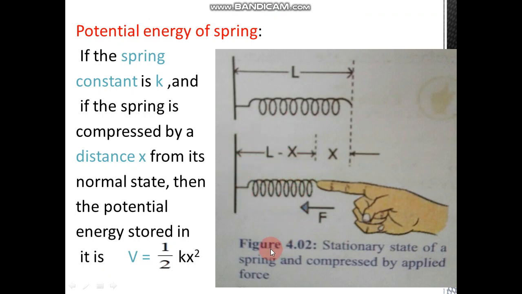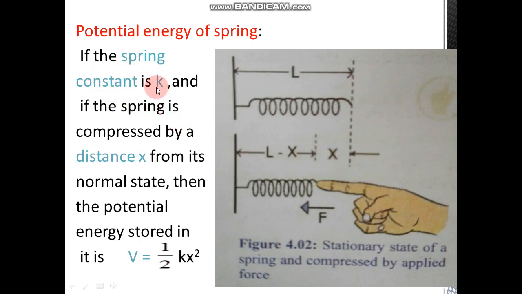In this figure, the textbook figure number 4.02, a stationary state of a spring and the spring compressed by an applied force. Here the applied force is F. This is the normal position of a spring. Here L is the length of the spring in normal position. Now if we apply a force F on this spring, it will compress a distance x.